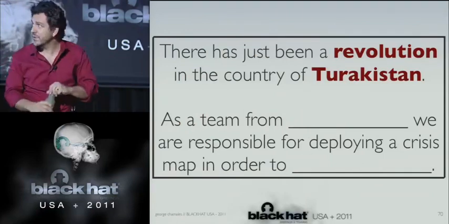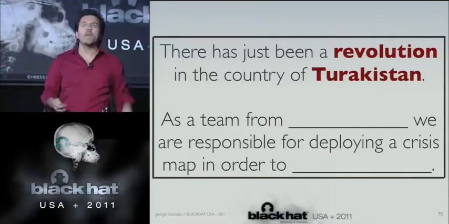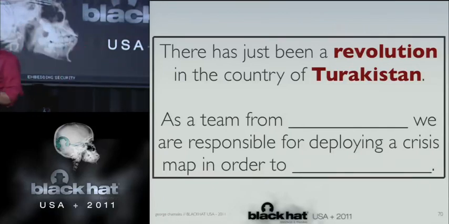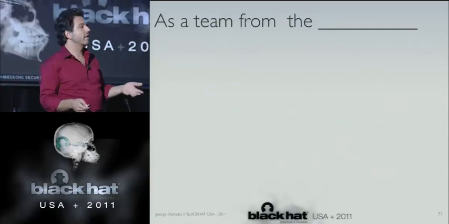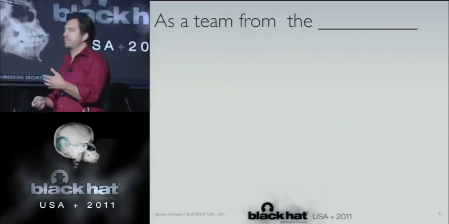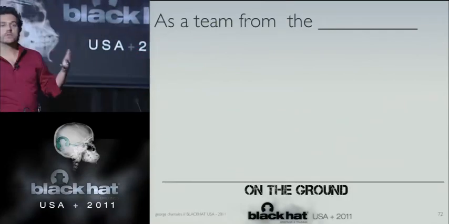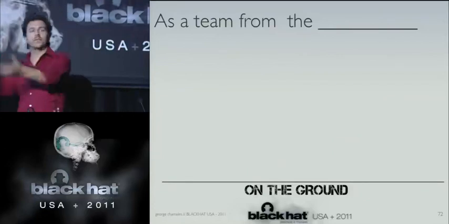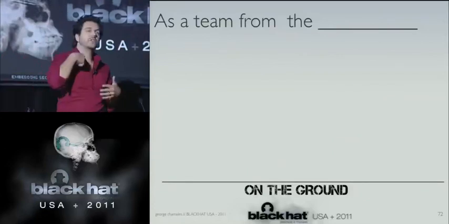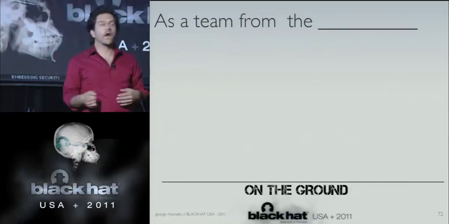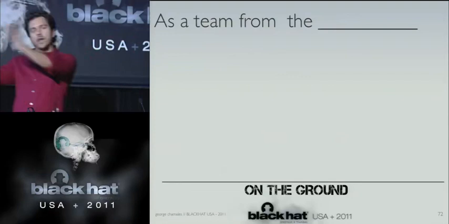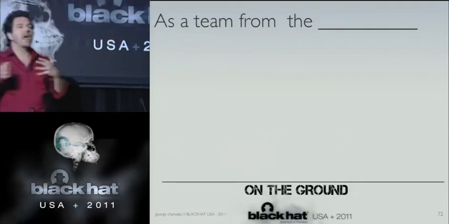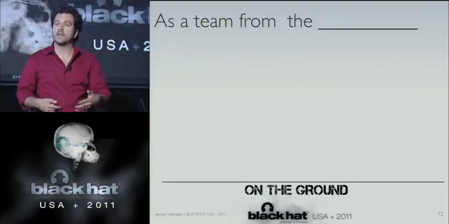So here we are. There's been a revolution in Tarakistan. The first question is, as a team from blank, who are we when we're deploying this system? And the most important characteristic of somebody for running these systems is that they be on the ground. It's entirely possible to do it online, just collecting the information that's out there. But if you're trying to actually affect change on the ground, if you're trying to interact with the response organizations who have not bought into this technology, who are not using it, you have to have someone there in their face explaining its usefulness.